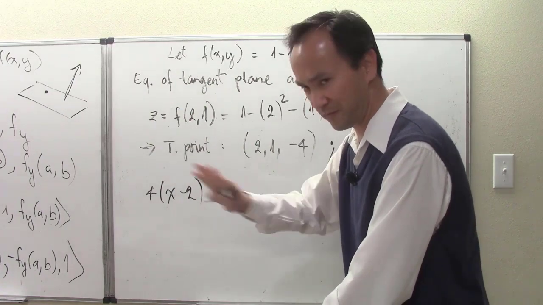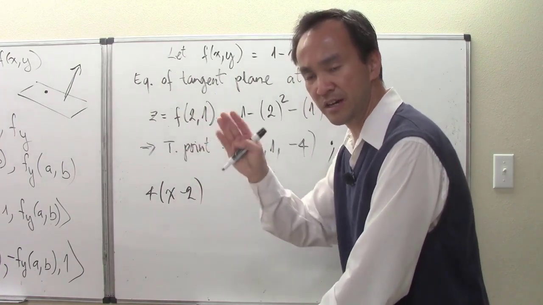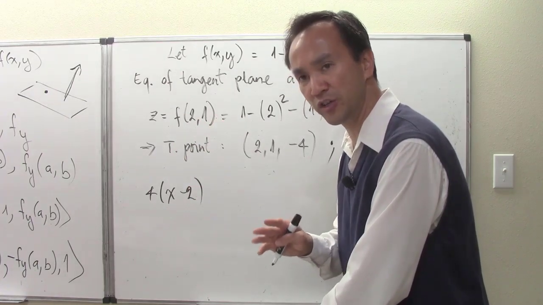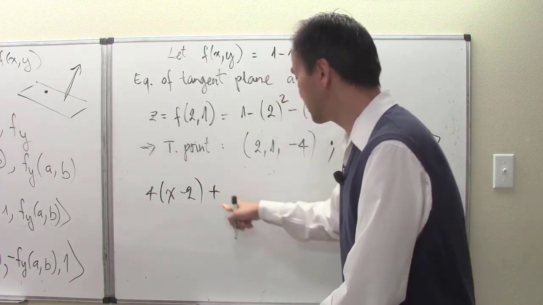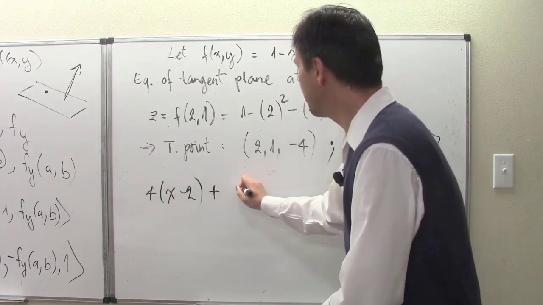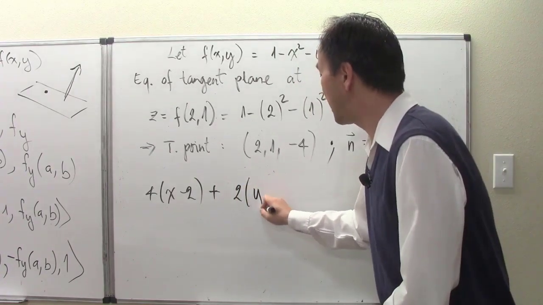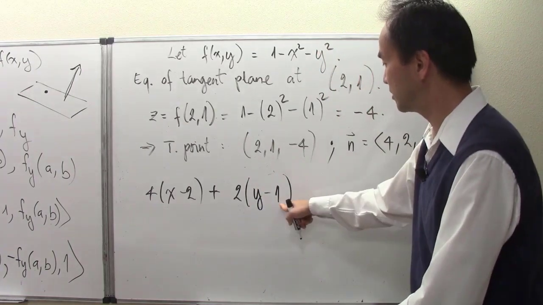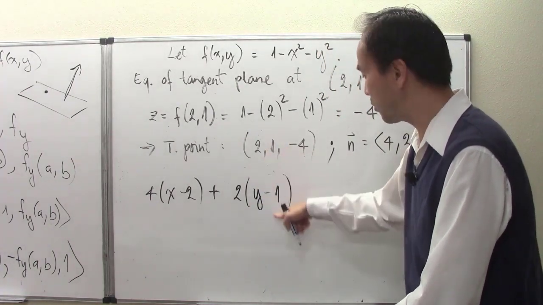And again, we've learned all of this. We should be fluent with this, from back in those days when we were learning how to find the equation of a plane. Okay, so now I'm going to speed up the process a little bit. I'm going to add 2, which is this component right here, times y minus 1. This is the y value of the tangent point, the point that's locating the plane.